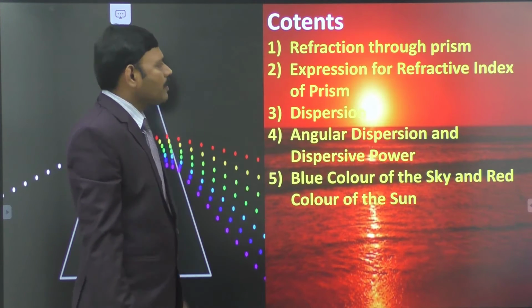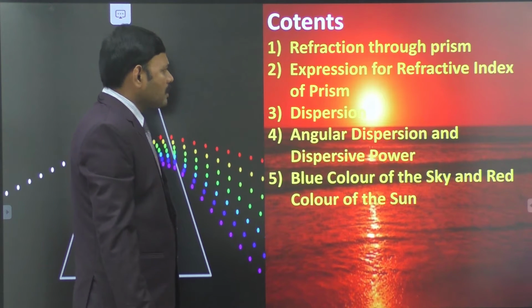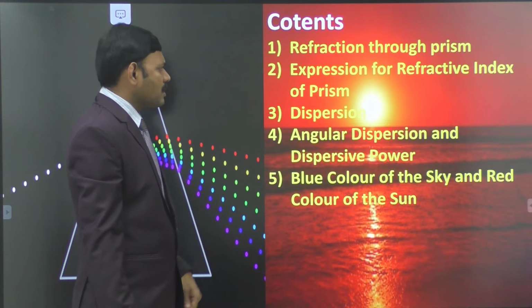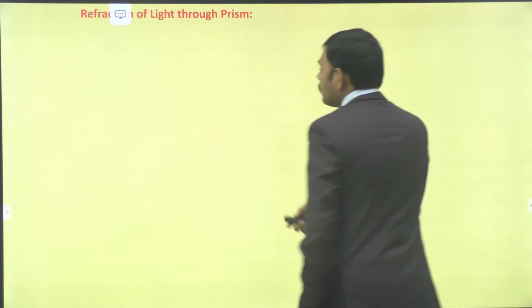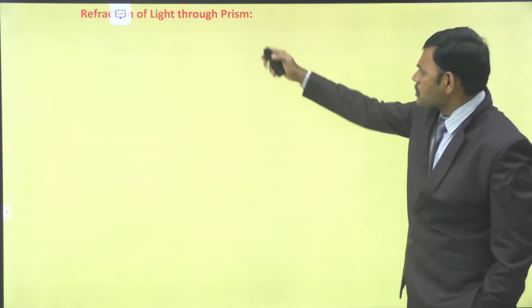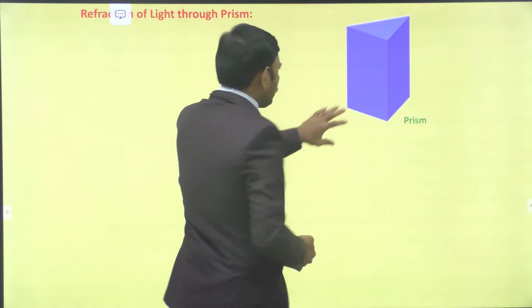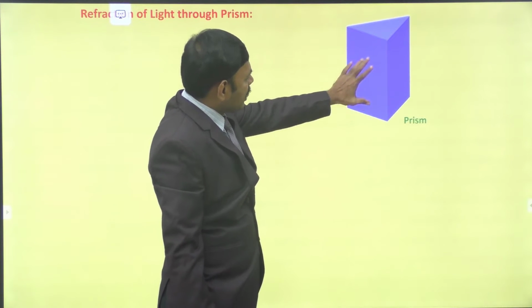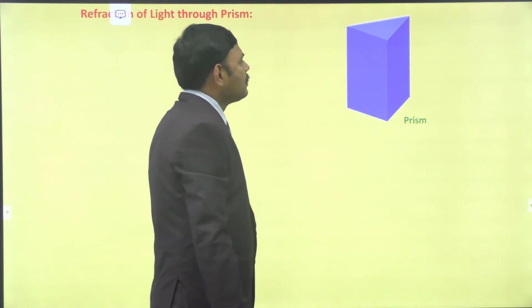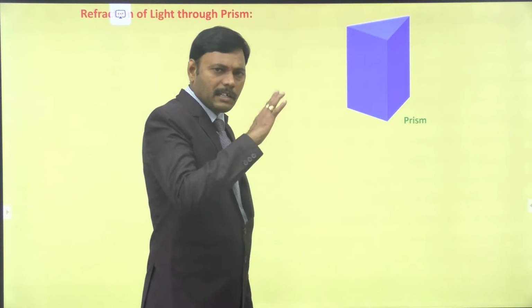So let us move on to the first content, in which we discuss refraction through a prism, followed by which we will derive the expression for the refractive index of the prism. Let us consider the first one, that is refraction of light through the prism. So actually this is the shape of the prism. Students, in violet color you are observing the shape of the prism. The prism has several boundaries of refracting medium.